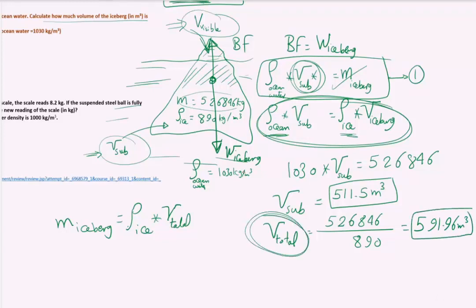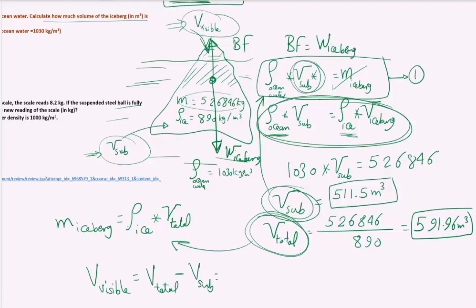The total volume, which I got from this equation, and the submerged volume, which I got from the first equation. I can say the visible volume equals total volume minus submerged volume. So 591.96 minus 511.5. So that gives us 80.46 cubic meter.